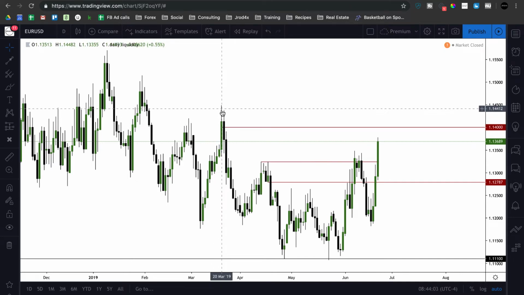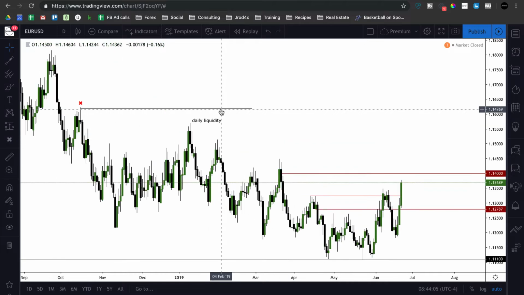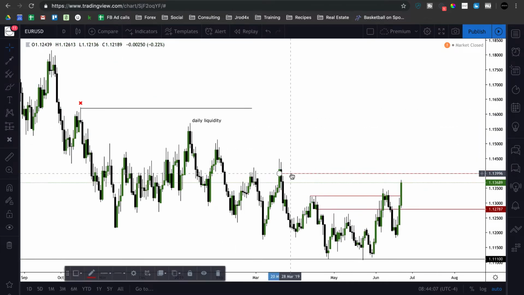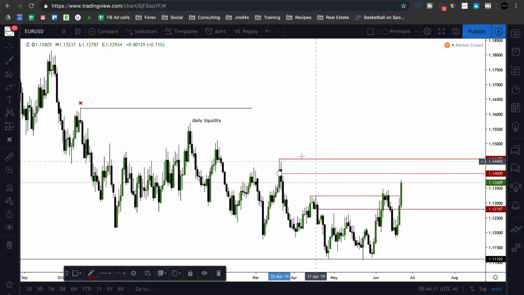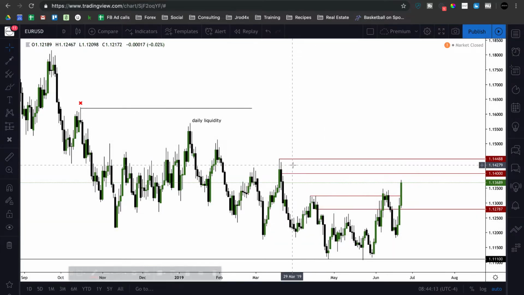And then we have this old high here at 1.1450. So that'll be our next upside objective. So we can actually copy this level here. And that is perfect. So we're going to be looking for 1.14 big figure first as a target, about 40 pips from where we're at now, 30 pips or so.